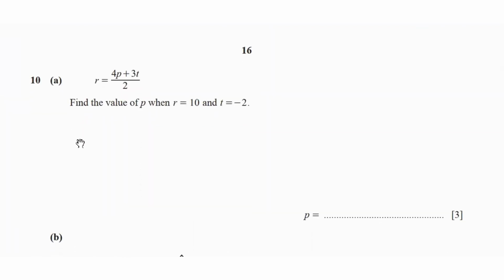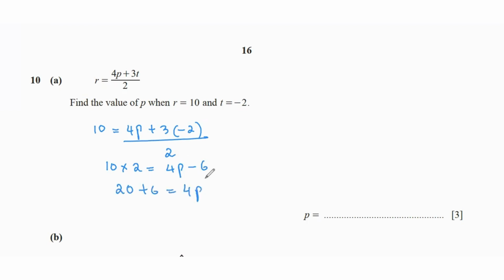So in question 10, it says that R equals 4p plus 3t over 2. Find the value of p when R is 10 and t is -2. So we just substitute the values in the equation. 10 equals 4p plus 3 times -2 over 2. So that's 10 times 2 equals 4p minus 6. 20 plus 6 equals 4p. 26 equals 4p. So p is going to be 26 divided by 4, and that's equal to 6.5.